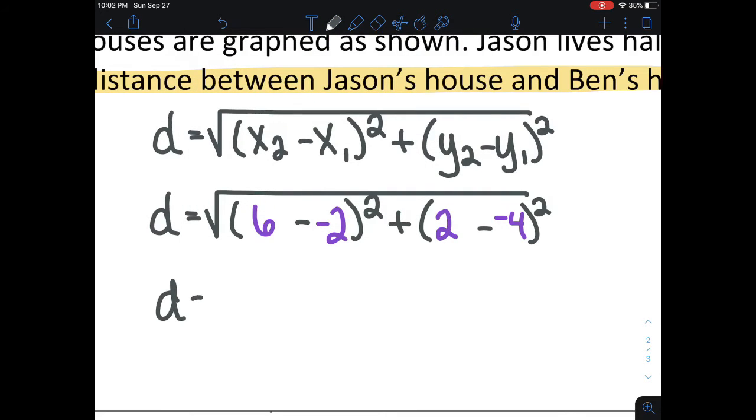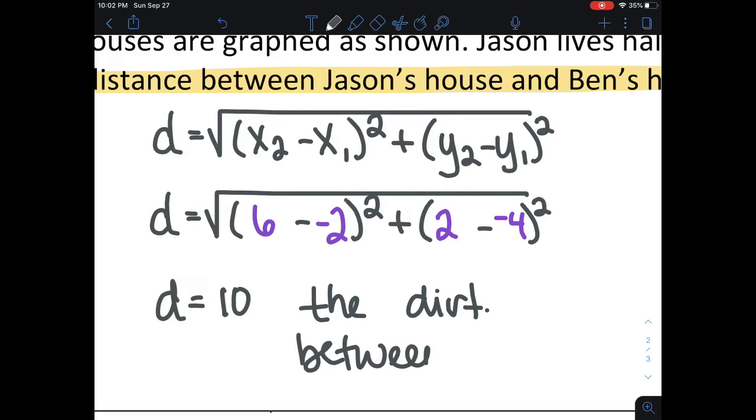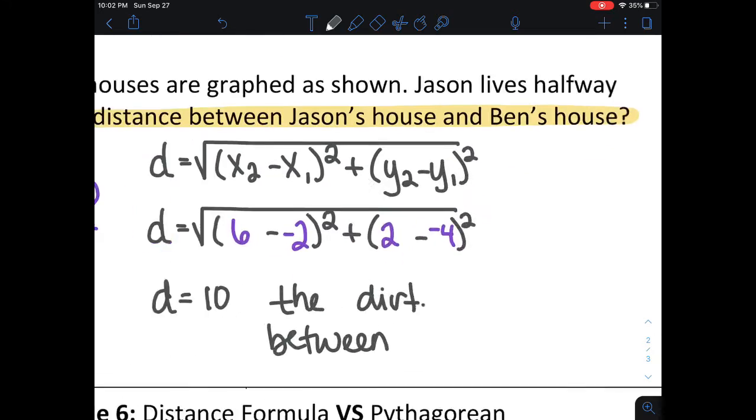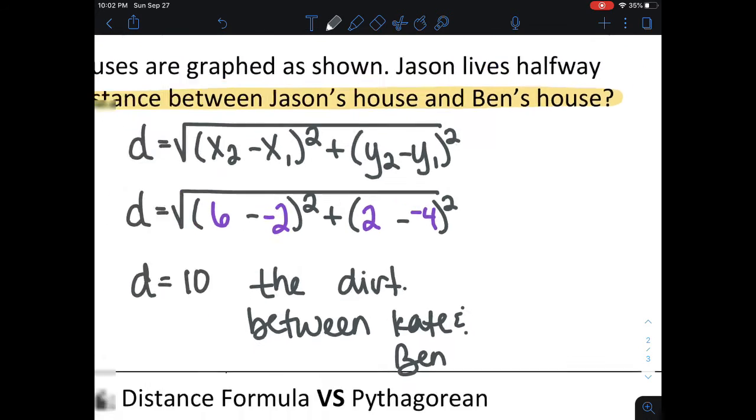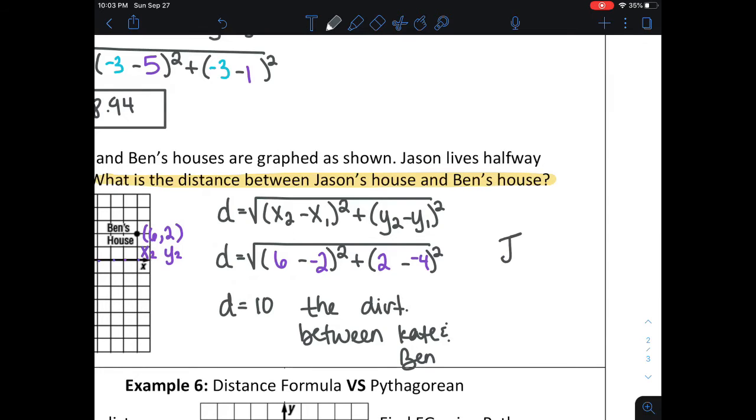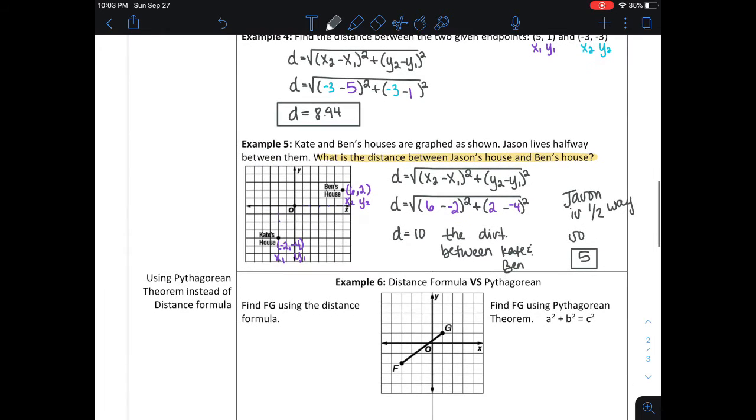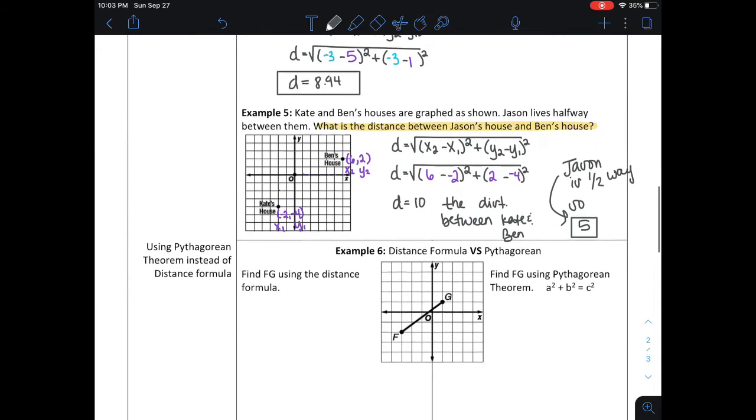Okay, so the answer to this one, well, not the answer, but we're almost there. So the distance between, who's that, Kate and Ben's house. All right, now Jason has to be halfway. So Jason is halfway. So half of 10 is 5. Cool. I'll consider this the label for this.